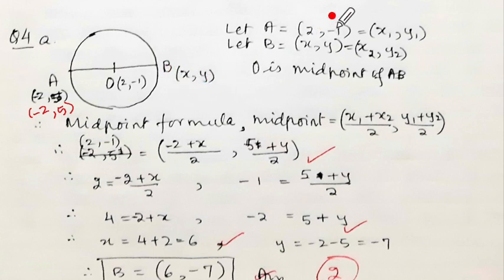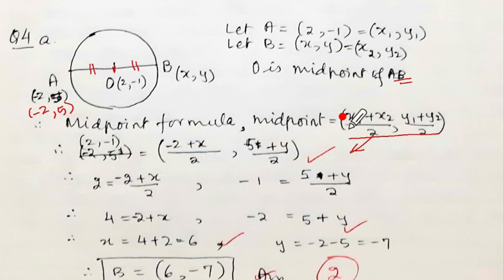B be (x, y). So we write this A, let it be (x1, y1), B, let it be (x2, y2), and obviously this is equal to this. So O is going to become the midpoint of AB, and we use the midpoint formula. What is our midpoint? Write the formula and then you substitute. So what is the midpoint here? It is O, (2, -1).